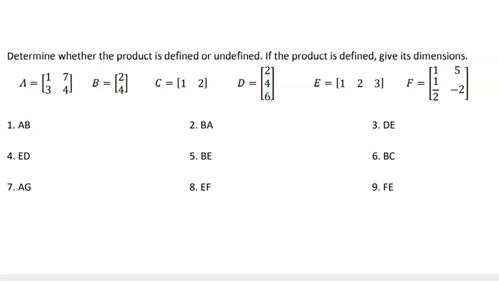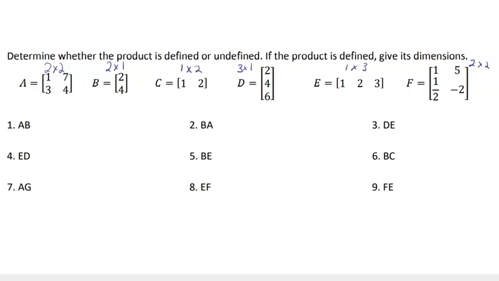So A is a 2 by 2, 2 rows, 2 columns. B is a 2 by 1, 2 rows, 1 column. C is a 1 by 2. D is a 3 by 1. E is a 1 by 3. And F is a 2 by 2. Note in F, the element here is 1/2. So it's 1, 5, 1/2, -2.